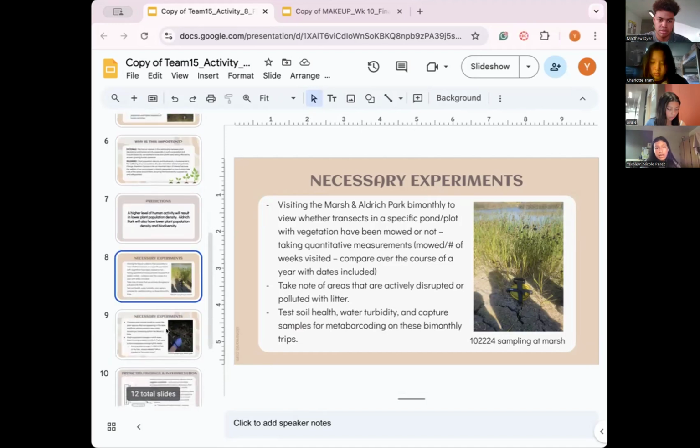And so the next slide. Well, before I go to the next slide, here is a picture we took while we went to the San Joaquin Marsh to collect sampling data.